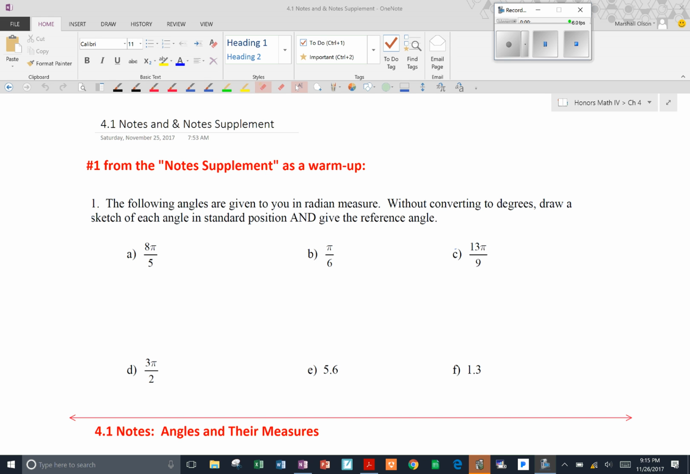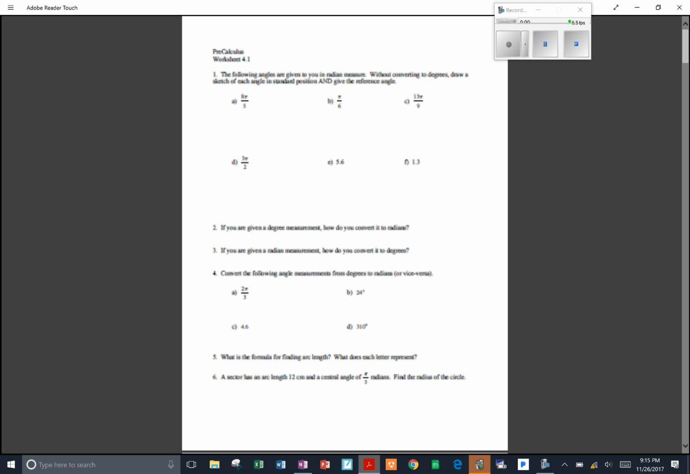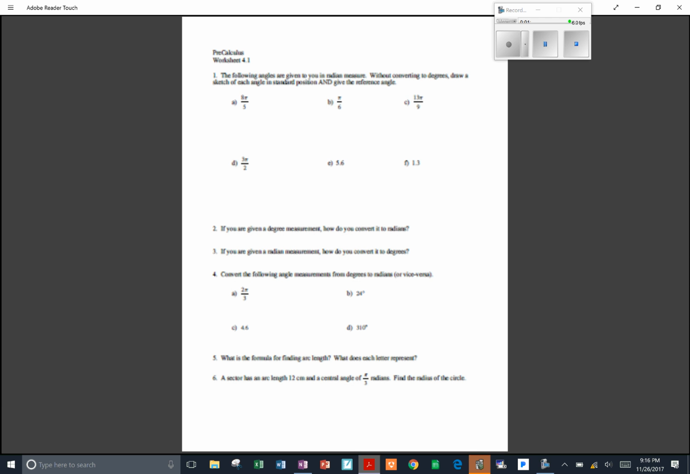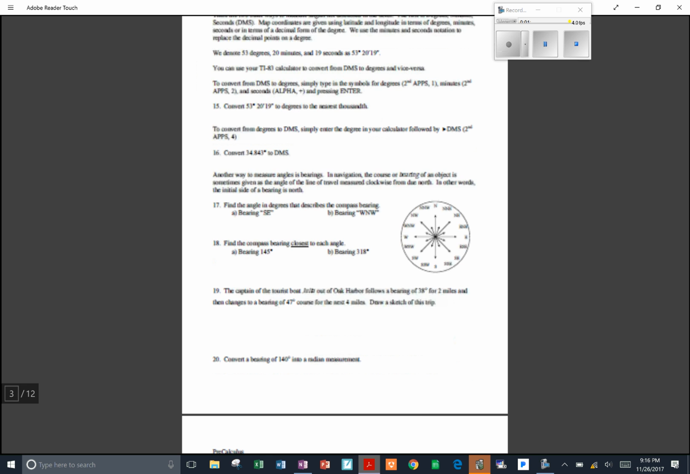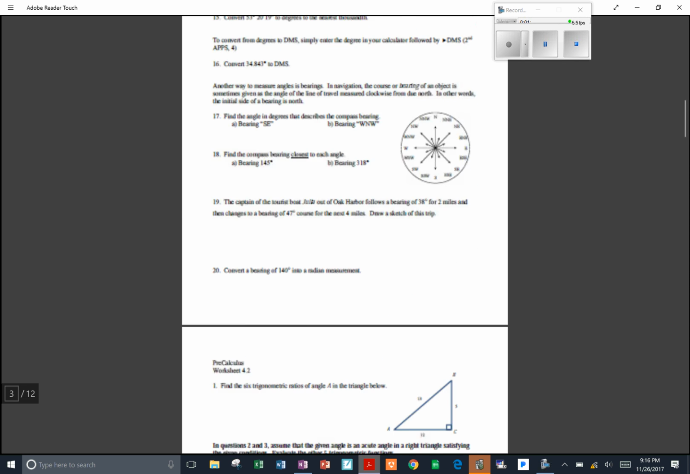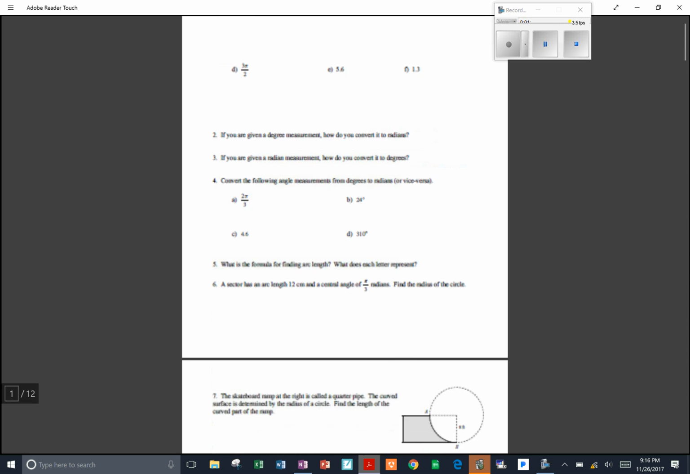So the first thing that we normally start with, let me just pull this up here, so you can see what we're dealing with. You have two different things that you should have picked up for class today. The first is a sheet that says 4.1 Notes Supplement, which is really some old worksheets that I have with basically what comes down to lots of nice examples on them. So we're going to be using some of those examples.